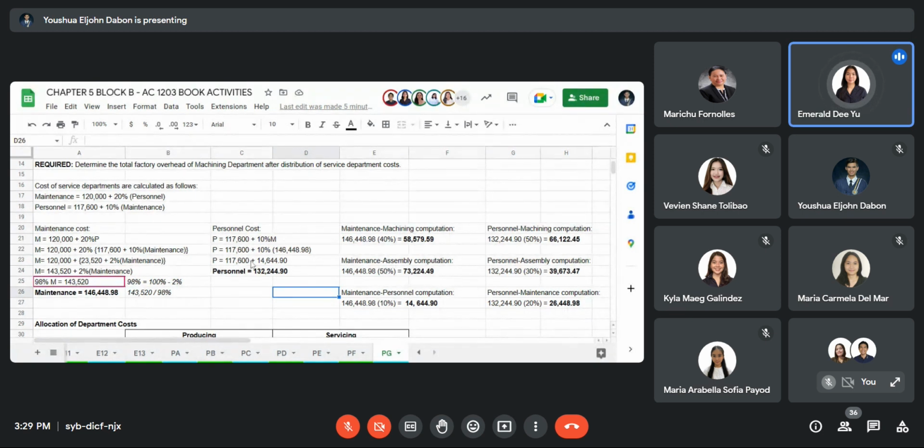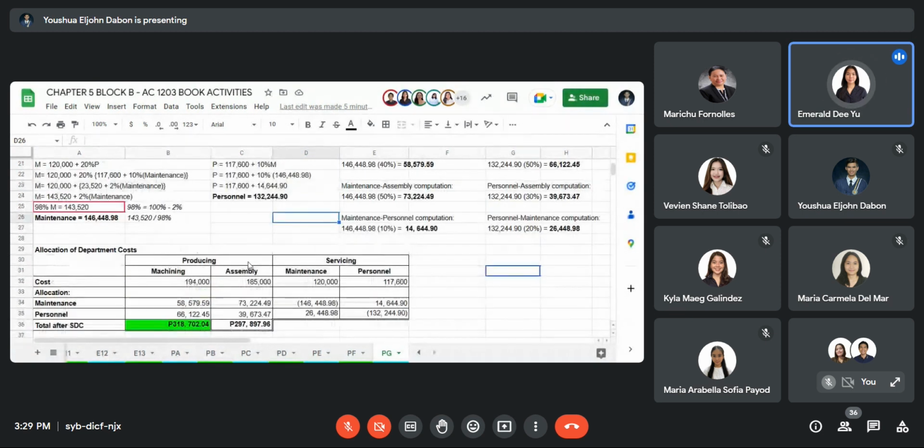Now that we have our maintenance cost and personnel cost, we can now form the table for the allocation of department costs. So we start with the given cost for machining and assembly in the producing and maintenance and personnel in the servicing: the given 194,000 for machining, 185,000 for assembly, 120,000 for maintenance, and 117,600 for personnel. For the maintenance cost that we computed, we put that under the row and column of maintenance, 146,448.98. And for the personnel cost that we also computed, we put it under the personnel row and column.